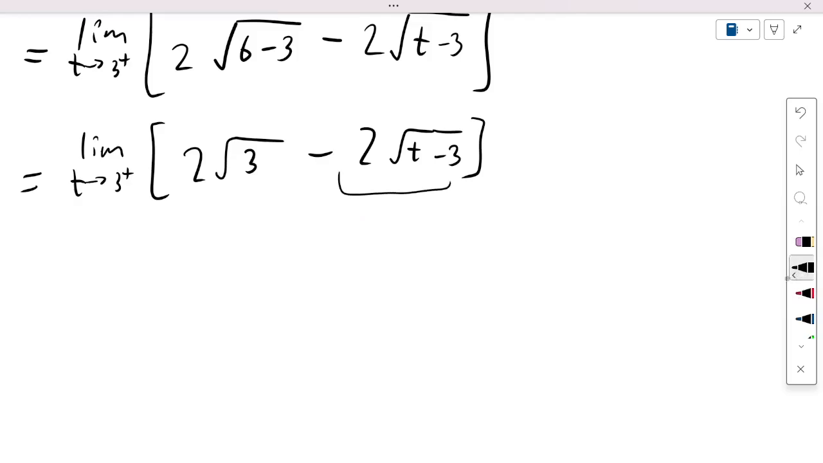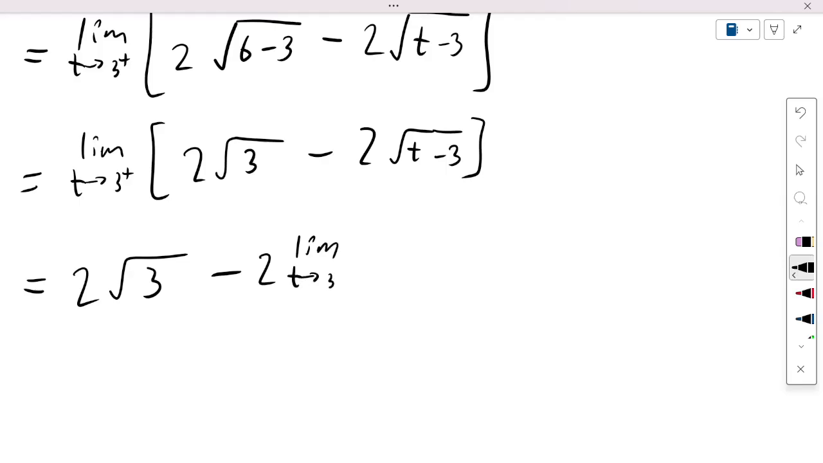It's really just going to affect the one with the t, because you can see it has t over here. So therefore it'll be 2 root 3 minus the limit, or let's just take the 2 out as well. So we can also take out this constant here, because it can get out of the way. 2 multiplied by the limit as t approaches 3 from the right hand side of the root of t minus 3.